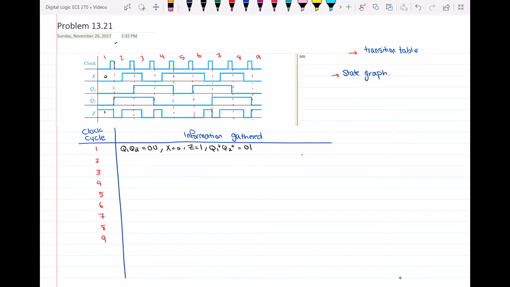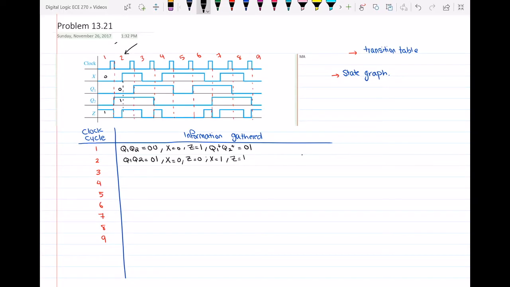Now let's move on to clock cycle number 2. Let's see what we have for the states of the Qs. Q1 is equal to 0 and Q2 is equal to 1, so we have 0, 1. What is X during this cycle? You see that X is changing twice here. First, X is equal to 0, and for that X equal to 0, Z is equal to 0. Then X changes to 1, and when X changes to 1, Z changes to 1.